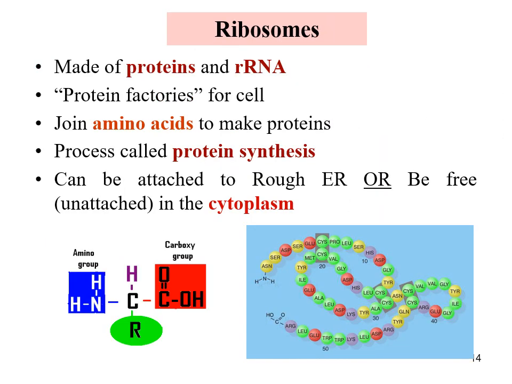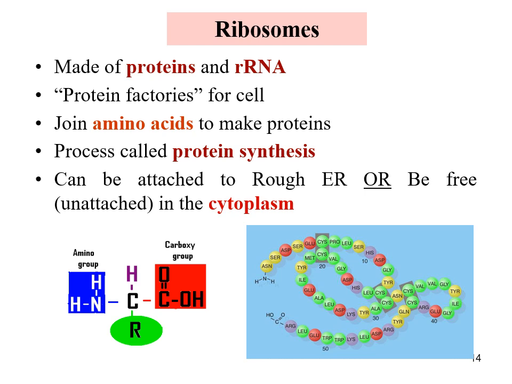Ribosomes themselves are made of proteins and rRNA. They are often referred to as the protein factories for the cell, as they join amino acids to make proteins in a process called protein synthesis. Ribosomes can be attached to the rough ER or be free, unattached, in the cytoplasm.